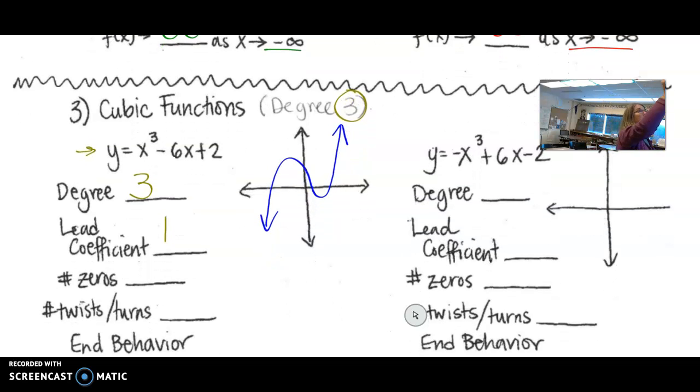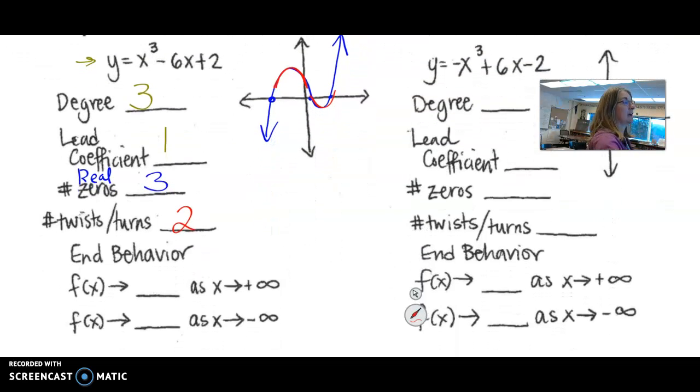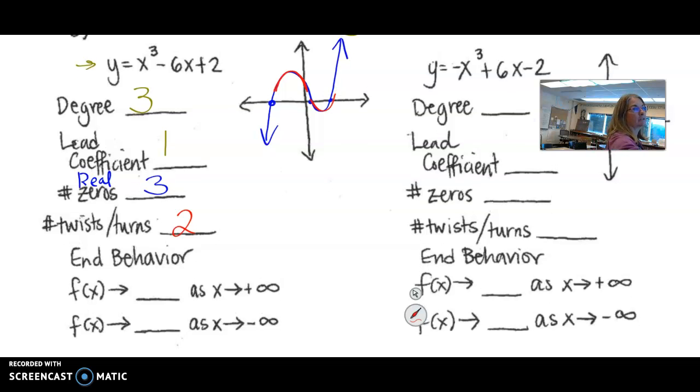So the number of real zeros for this graph, we have 1, 2, 3. Degree 3, we have 3 real zeros. The number of twists and turns that you can see, or local minimums and maximums, we have 1 right here. We have another one right here, so we have 2. Degree 3, 2 twists and turns. When we had a degree 2, it had 1 twist or turn. Degree 1 had 0 twists and turns. So hopefully you're kind of getting what's going on there.